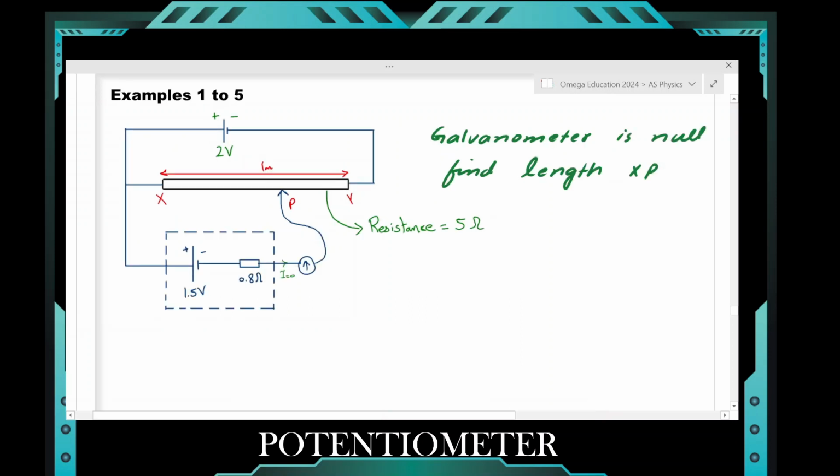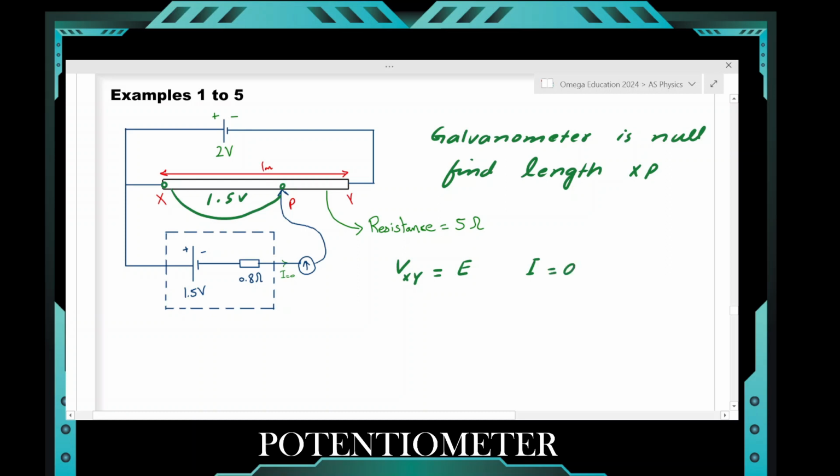First of all, we know that if we take any voltmeter and measure the voltage across x and p, that voltage would be 1.5 volts. Because only if the voltage between x and p equals the EMF of the battery can the current through the galvanometer be 0.